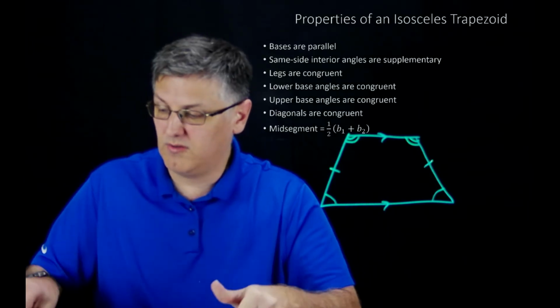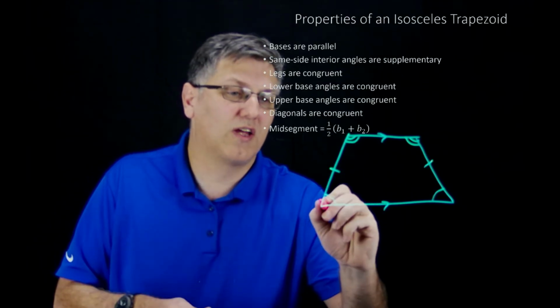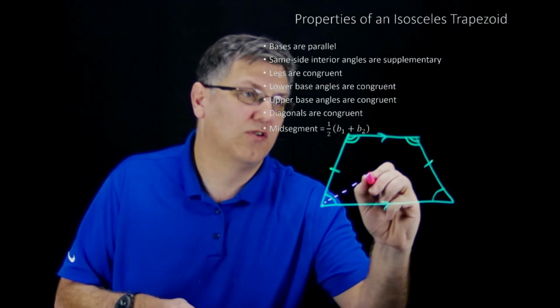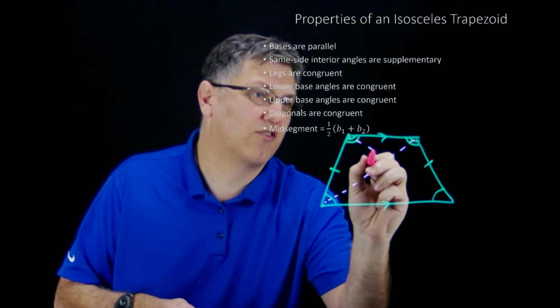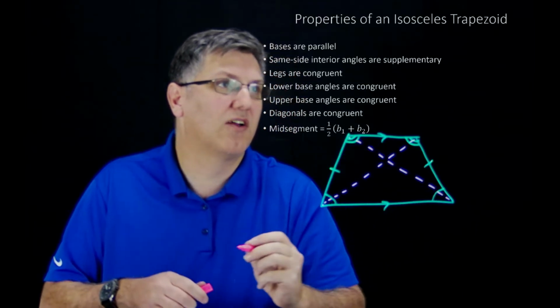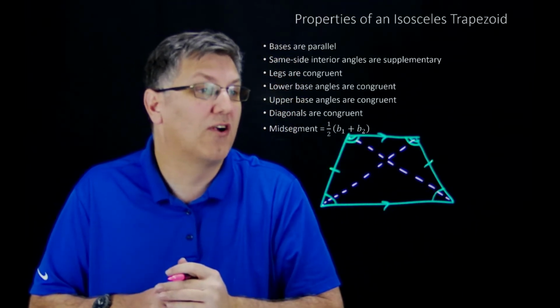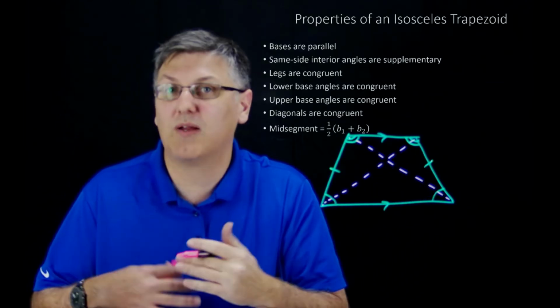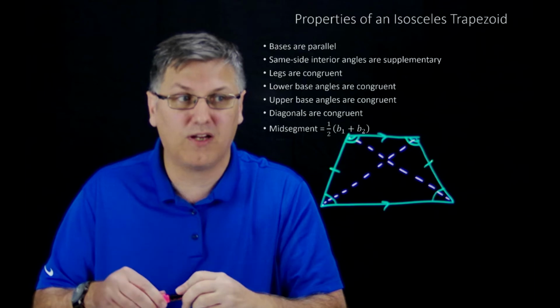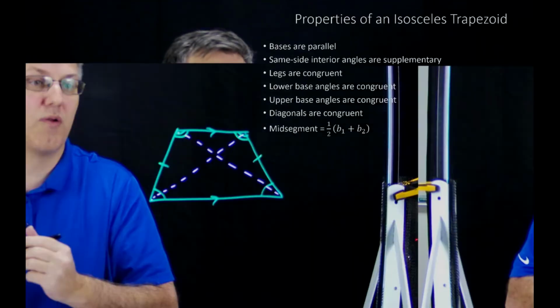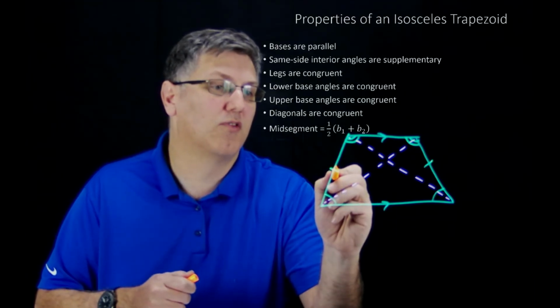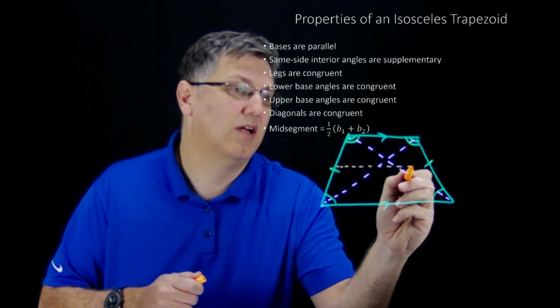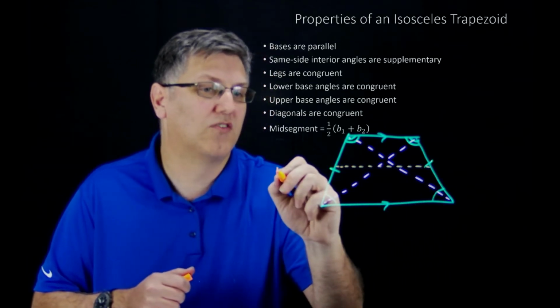Let me use a different color. So in this case, my diagonals going this direction are actually congruent. So they are the same length. So these two pink dashed lines, they're going to be the same length because my diagonals are the same length. And of course, then we have a thing called a mid-segment going right through the middle here. And our mid-segment, so this is our mid-segment.